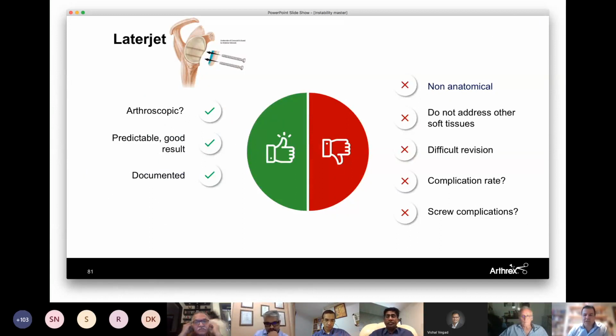So what about Latarjet? It can be done arthroscopically, yes, but it's technically difficult, and not many people do it. But normal open Latarjet has predictable and documented results. However, it's not anatomical. You usually don't address other soft tissues, and the revisions are usually difficult, and some series show quite a high complication rate. And what about the screws? They usually need to be removed. And when you do that arthroscopically, then it's difficult, I think.